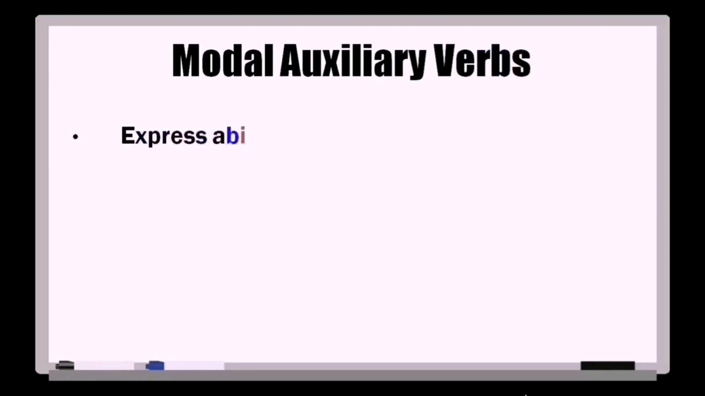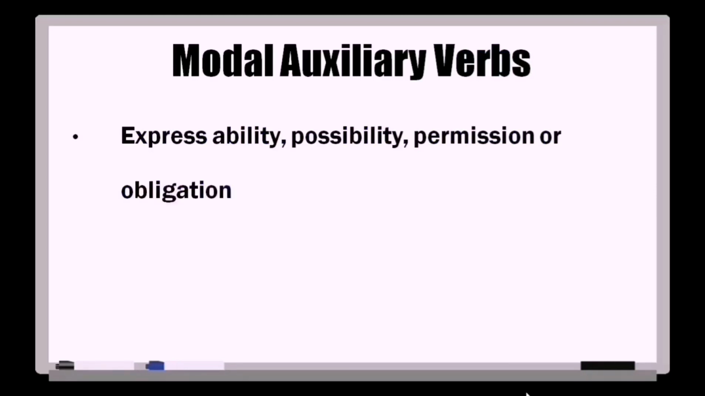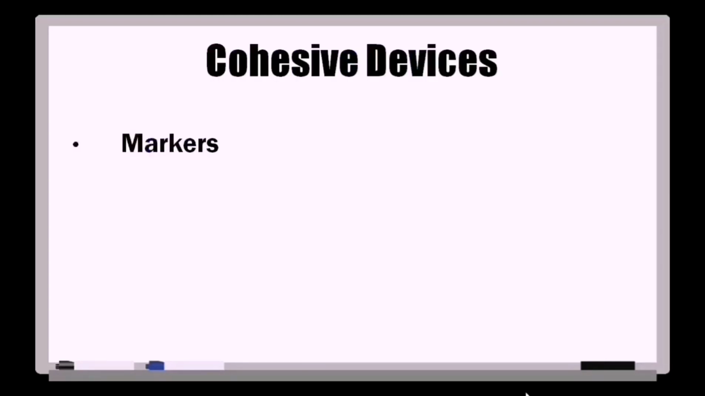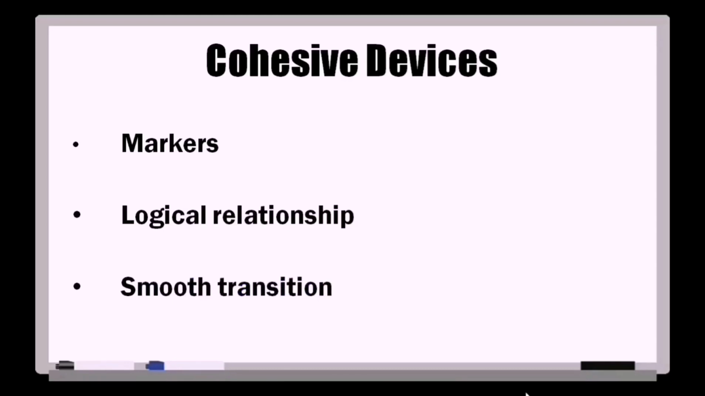In your previous lesson, you learned that a modal verb is a type of auxiliary verb that is used to express ability, possibility, permission, or obligation. These modals act as cues to help the readers understand communicative functions. In the same manner, cohesive devices also serve as markers, but for the purpose of providing logical relationship and smooth transition between different clauses, sentences, and paragraphs.